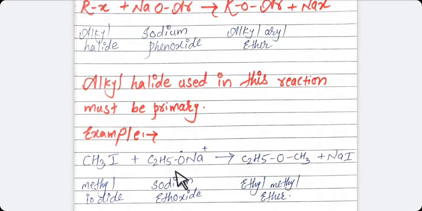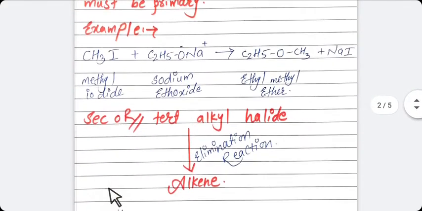Now take an example, methyl iodide when it reacts with sodium ethoxide. So the main product is ethyl methyl ether. Sodium reacts with iodine and forms sodium iodide, and C2H5O, the ethoxide group, reacts with the methyl group to form ethyl methyl ether. So as you have seen students, the alkyl halide used in this reaction is primary alkyl halide, means methyl iodide is a primary alkyl halide.